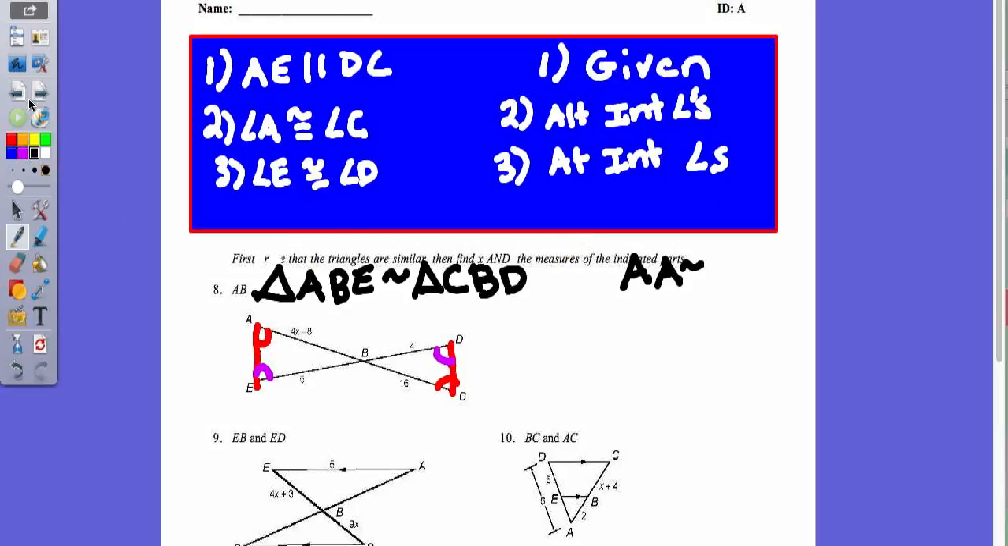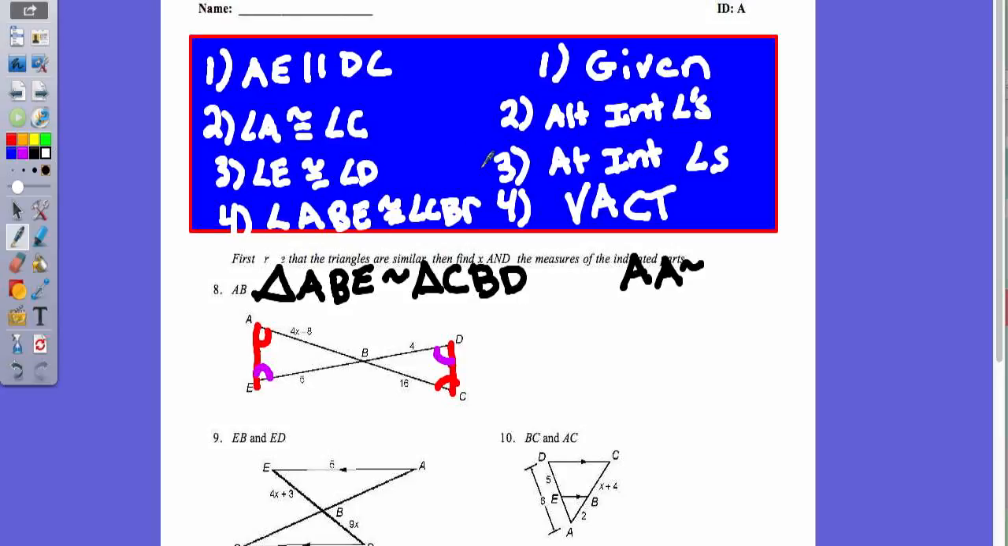There was another set of angles that I could have proven congruent. What were they? Vertical angles congruence theorem. Okay, I could have used the vertical angle congruence theorem. And what are my vertical angles here? Angle ABE and angle CBD. Okay, angle A, B, E, congruent to angle C, B, D.